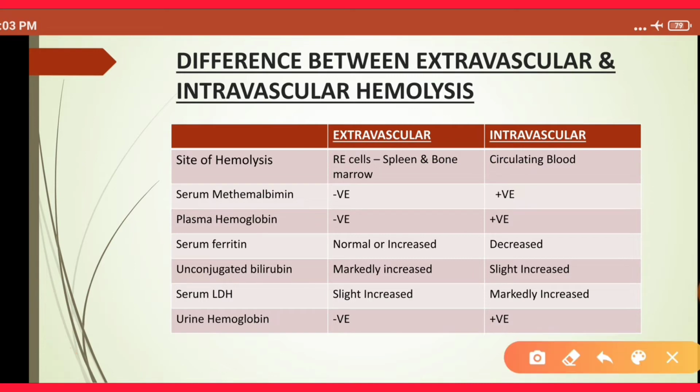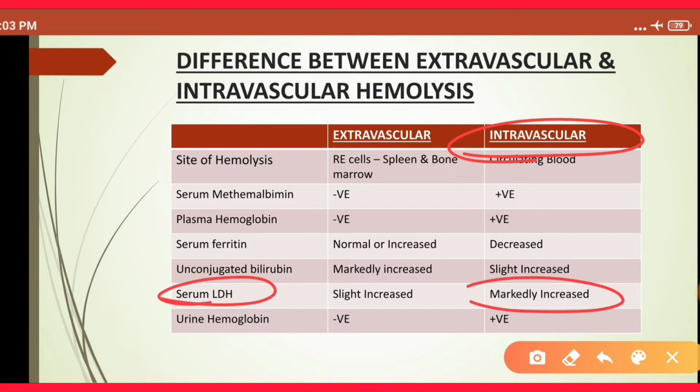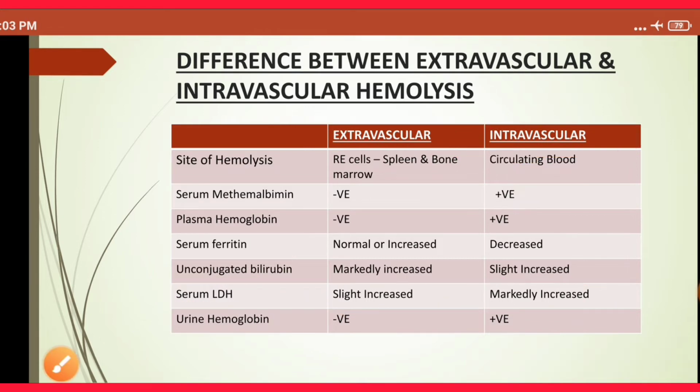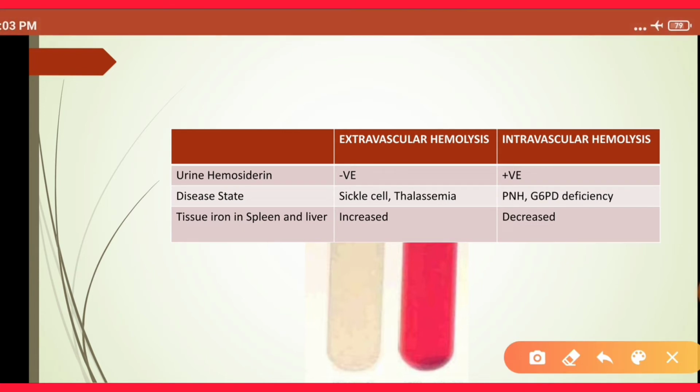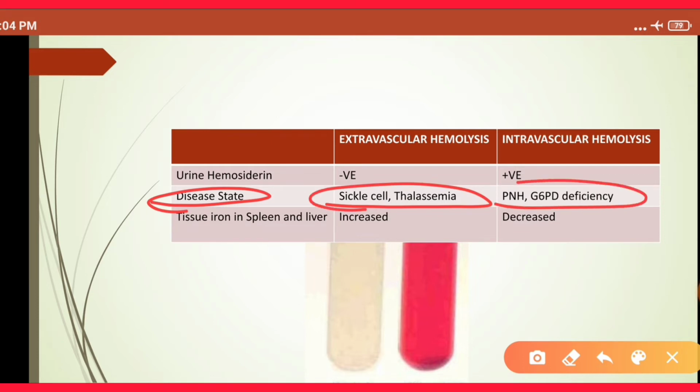And you know very well that in intravascular hemolysis, there is marked RBC destruction within the circulation. So LDH level is much more elevated in intravascular hemolysis, while it is only slightly increased in extravascular hemolysis. Obviously, urine hemosiderin is present in the intravascular type. It is not present in the extravascular type, as we have discussed, because hemoglobinuria is seen only in intravascular hemolysis. Examples of extravascular hemolysis are sickle cell and thalassemia. The examples of intravascular hemolysis are G6PD deficiency and paroxysmal nocturnal hemoglobinuria. They are the classical examples of extravascular and intravascular hemolysis.